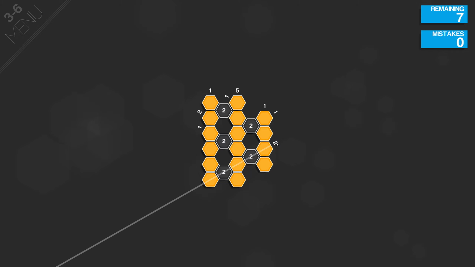So for this 2 to be true, if the top and bottom... this diagonal 2 needs 2. So it can either be the top and the middle, the top and the bottom, or the bottom and the middle.